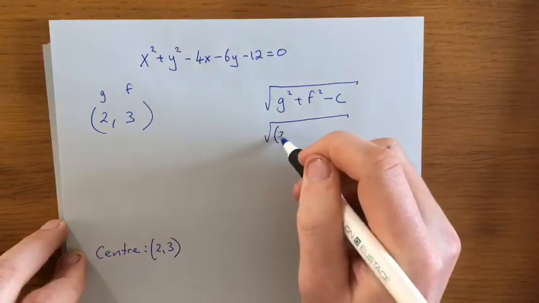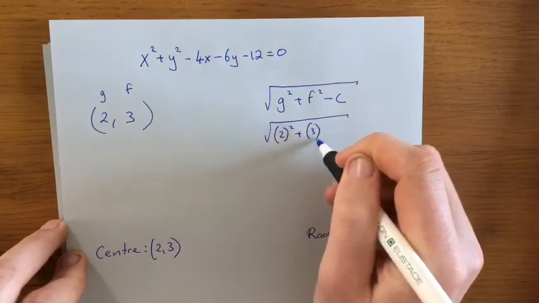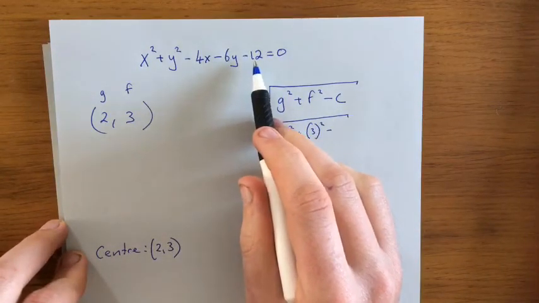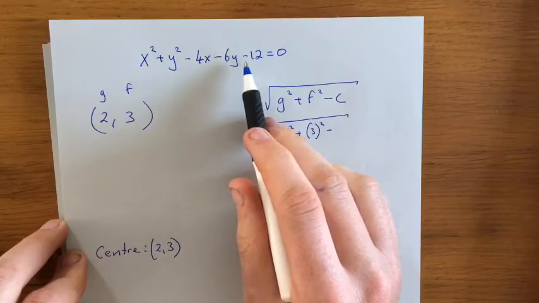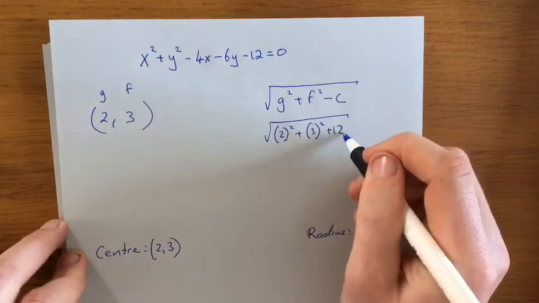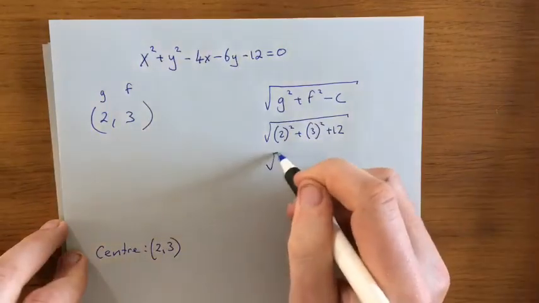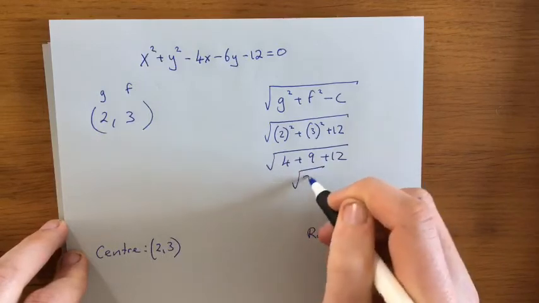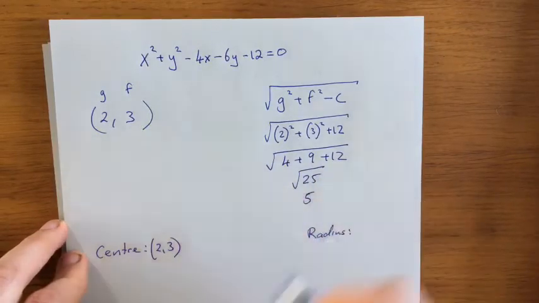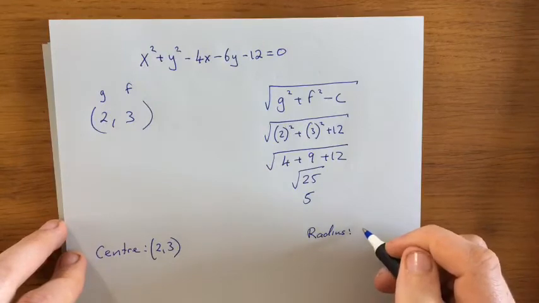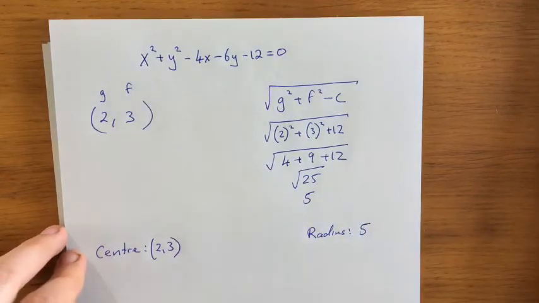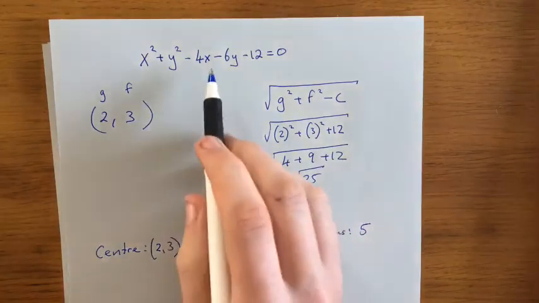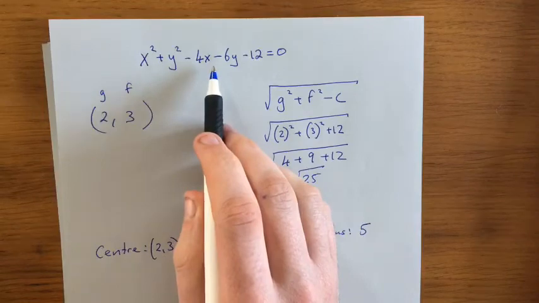So it is the square root there, okay, of that's going to be 2 squared plus 3 squared, and then it's minus c. We know c is always the number at the end, okay, but c is already a minus, so that's going to change to a plus like that. So that's going to give us 4 plus 9 plus 12, which is the square root of 25, which is equal to 5. So the radius of that circle there is 5. So that is how you find the center and the radius when they give you the equation in that format here.